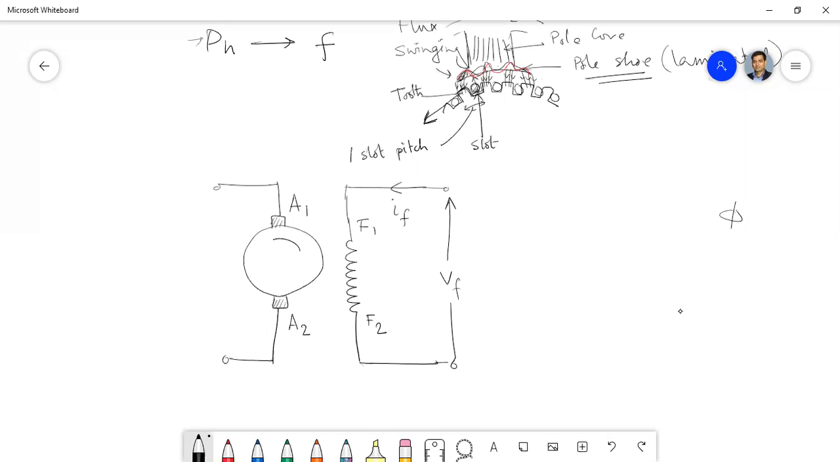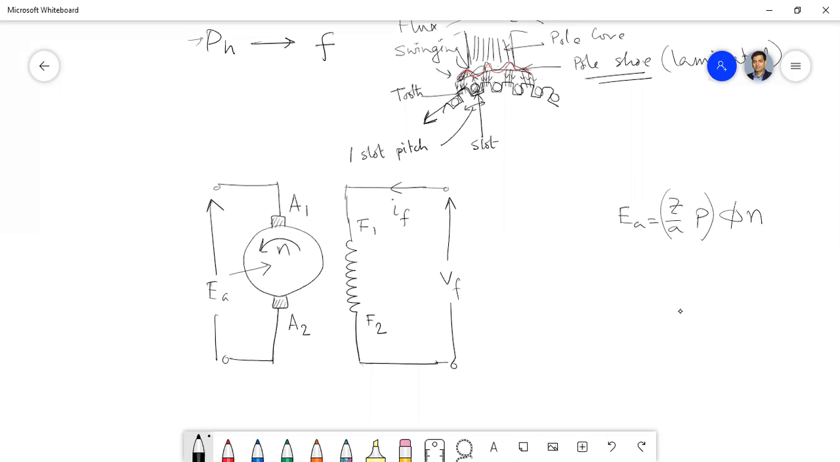Okay, we need some rotation, that is N, because without the rotation, without the mechanical power, it will not generate any electrical power. So this phi into N we need, and some constant inside the DC machine, that is ZP by 60A. Then we'll get the voltage induced EA across it. So these are the constants.